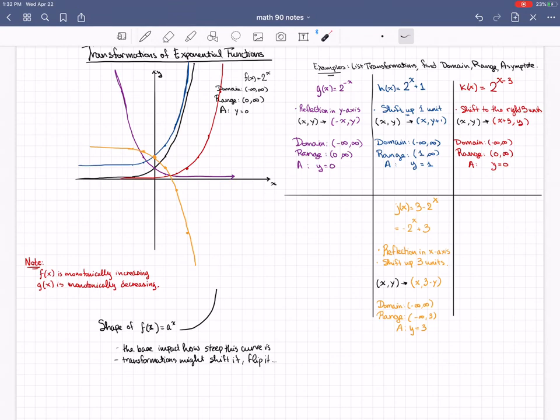So this is a little more on the basics of exponential functions. Stay tuned for more about exponential functions coming soon.